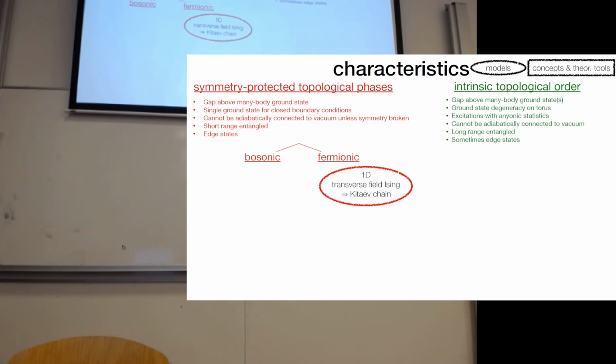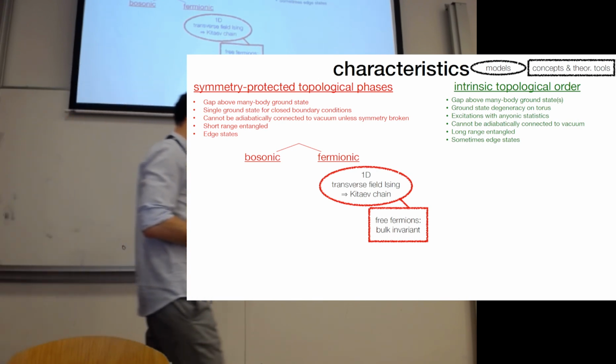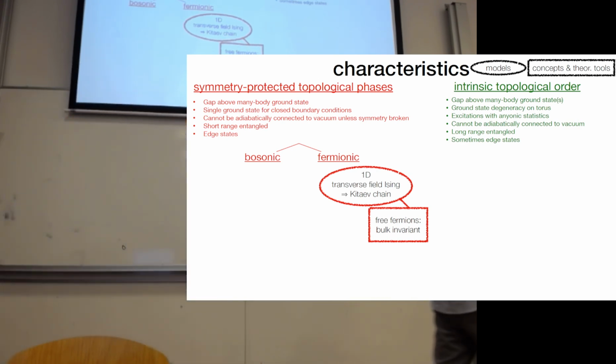So what we did is we mapped the 1D transverse field Ising model to the Kitaev chain. We also discussed Kramers-Wannier duality, but that's something slightly unrelated. And what we saw is we mapped this problem onto free fermions, and we discussed the free fermionic model with closed boundary conditions and solved the problem by Fourier transform. And we saw that the bulk has a topological invariant.